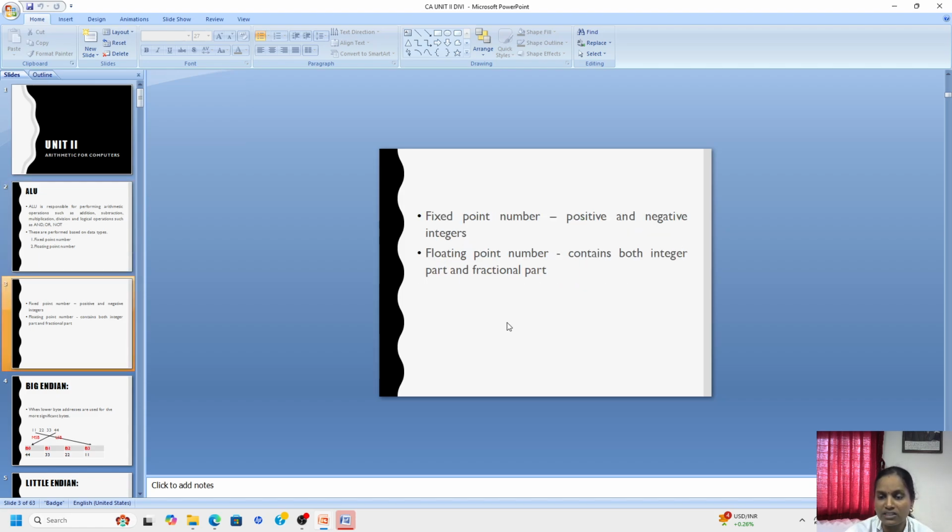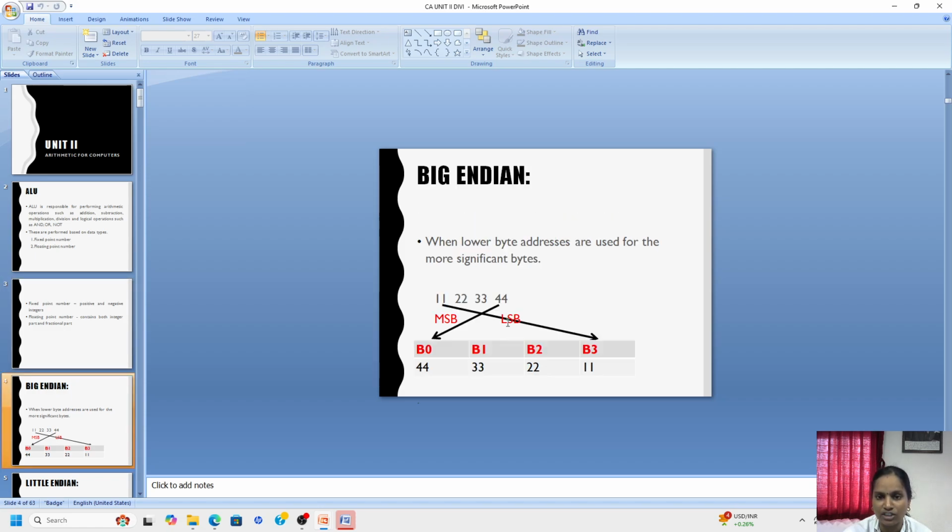A fixed point number can be a positive or a negative number. The floating point number combines both the integer part as well as a fractional part. For that it will follow either a big endian or a little endian format. Big endian is when the lower byte addresses are used for the most significant bytes. The most significant bytes are in the lower byte address, and the least significant bytes are in the upper addresses.